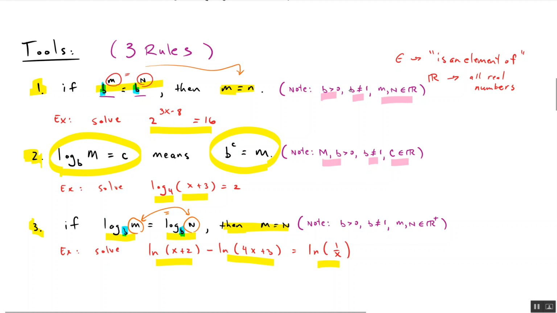And again, the base is positive in this rule. b is positive, b can't equal 1, and m and n are elements of the positive real numbers. So here's another new symbol for you. R plus means positive real numbers. So R by itself means real numbers, and R plus just means the positive ones. That R isn't a really good R, so let me change that for you. There we go. So there are the 3 rules.